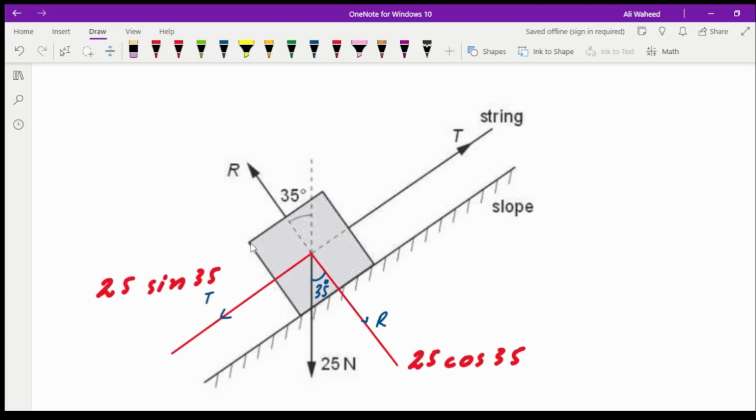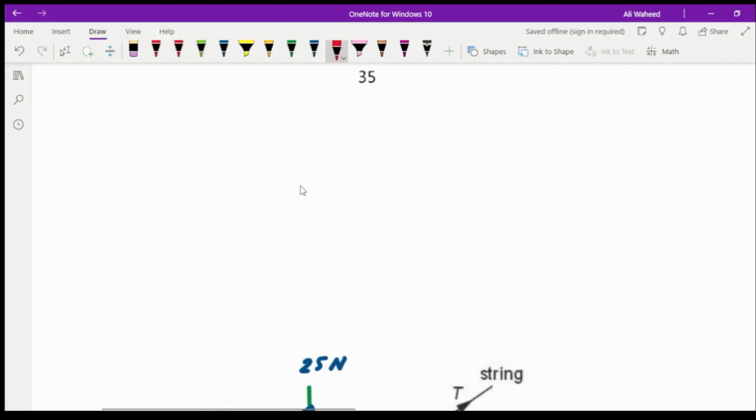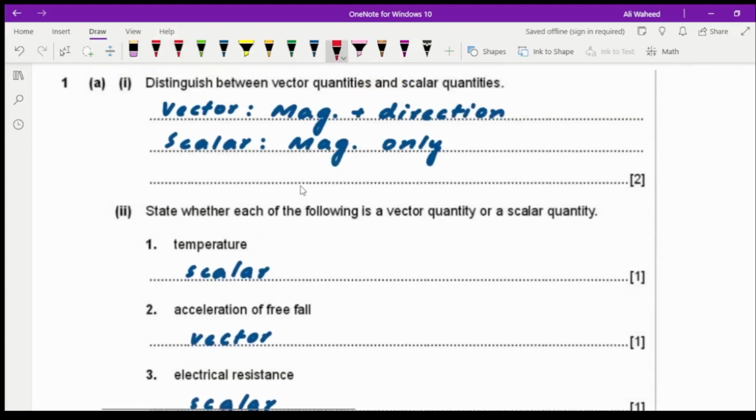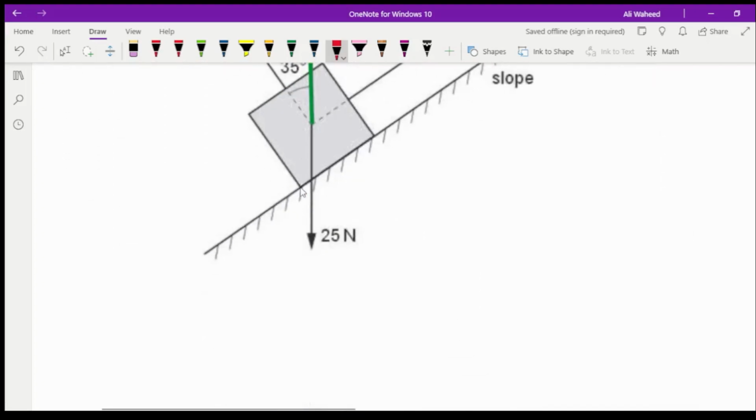Alright, or let's check out another way. Let me show you another way. This is another method, which is a scale drawing. For this one, you have to establish a scale first.